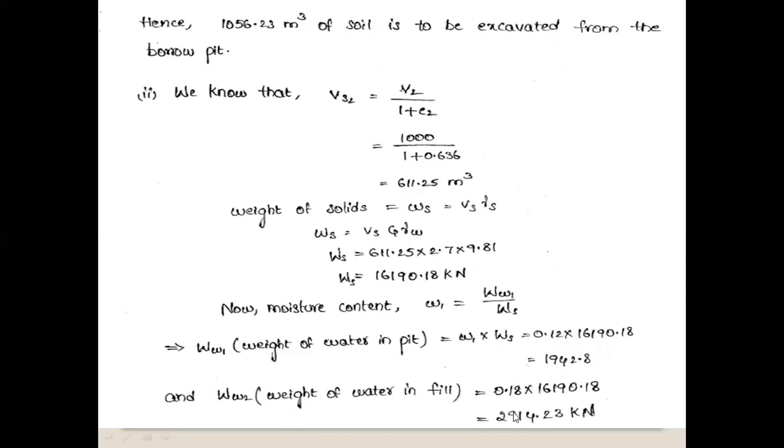And similarly the weight of water in the fill WW2 equal to W2 into Ws. Here the water content in the fill portion is 18%, so 0.18 into the weight of solids, 16,190.18. Then finally WW2, the weight of water in the fill, is 2,914.23 kilonewtons.